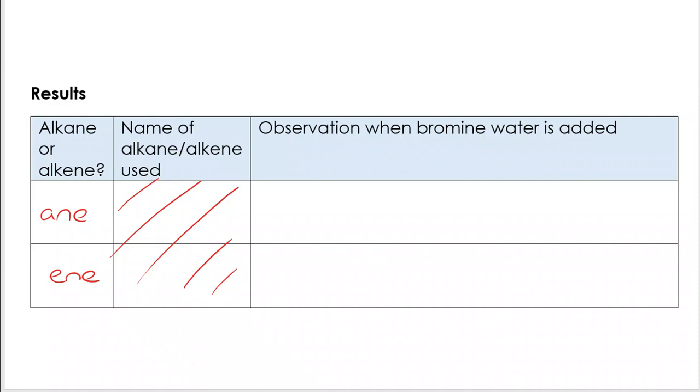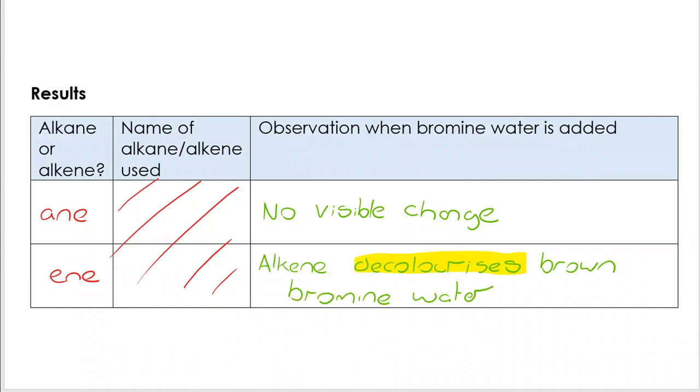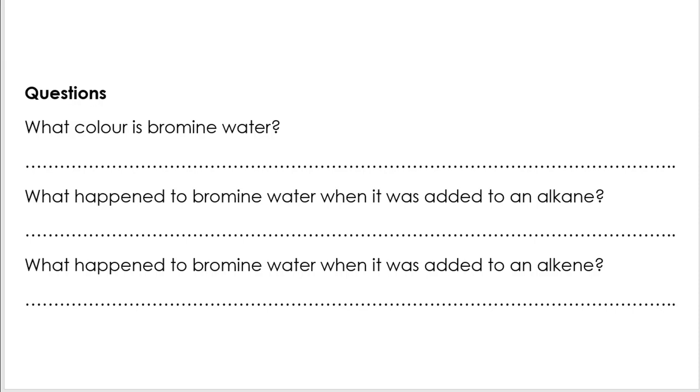So with an alkane, you wouldn't see any change at all. There's a term that I would recommend you use for that, and that is no visible change. Whereas with the alkene, the bromine started brown, but when we added it and it was shaken with the alkene, it decolorized the brown bromine water. The brown bromine water turned colorless. With all of that in mind, now try to answer these questions.